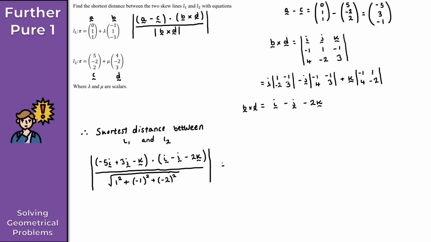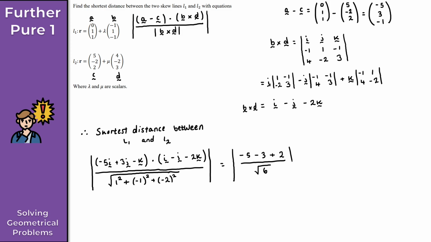Okay, let's just simplify this here then. So -5 times 1 is -5. We've got the modulus here of -5. 3 times -1 is -3. And then finally -1 times -2 gives us +2 there. So this is all over then the magnitude of this vector here, which is the square root of 1 squared plus -1 squared plus -2 squared, which is nice and straightforward, right? That's just 1 plus 1 plus 4. We get the square root of 6 here.